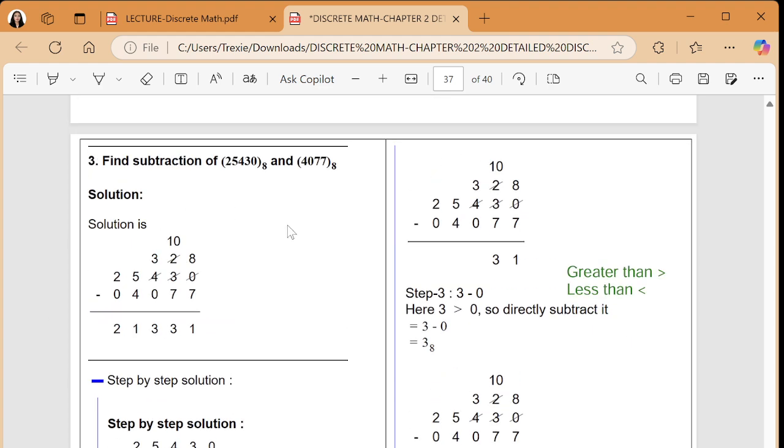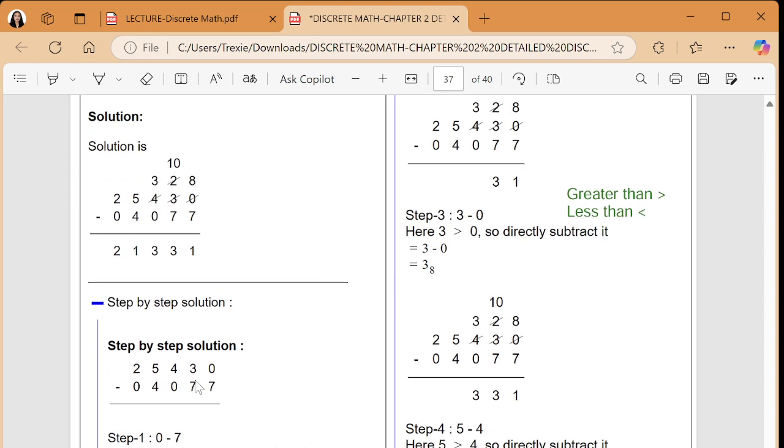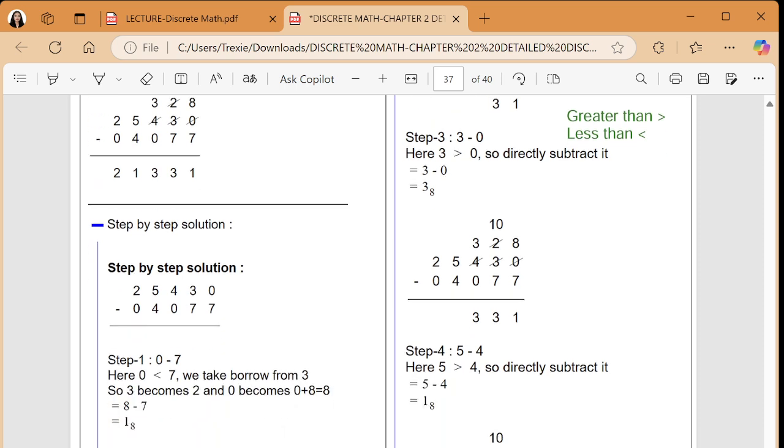So another example, 25430 base 8 minus 4077 base 8. So 0 minus 7, we need to borrow from 3. So 3 becomes 2 and 0 becomes 8. So 8 minus 7 is equal to 1.